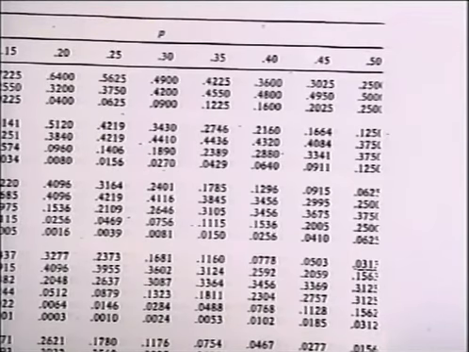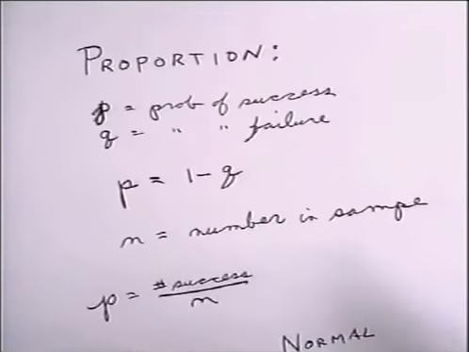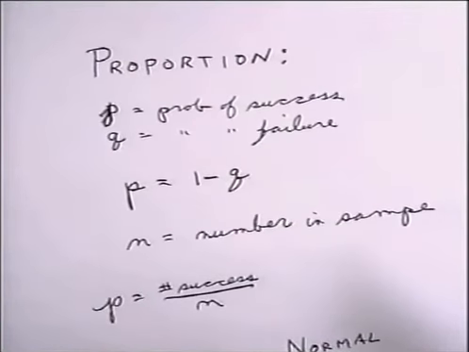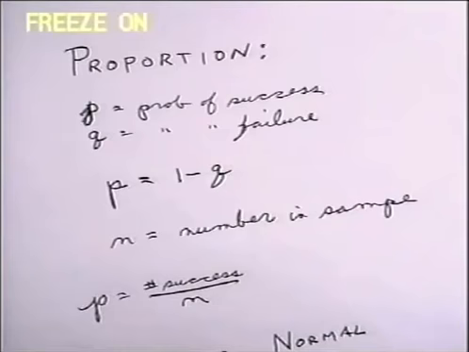Now, what happens if the number's bigger? Well, let's go back and let's look at it in terms of proportion. Okay. If P was the probability of success and Q was the probability of failure, we know that P equals 1 minus Q, and N is the number in the sample. Okay, where P is the number of successes divided by the number in the sample.